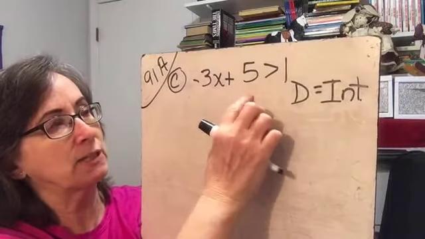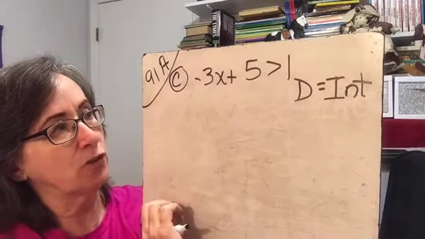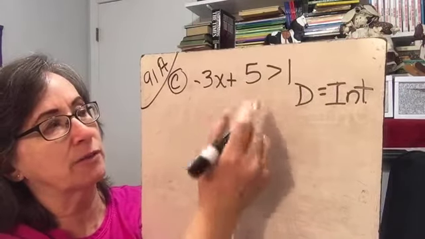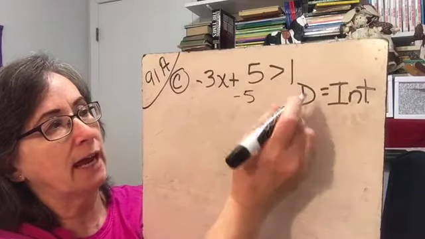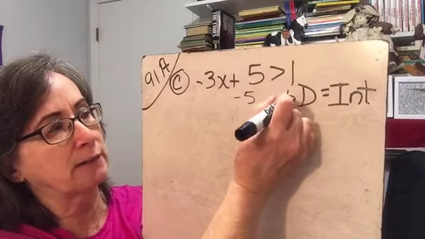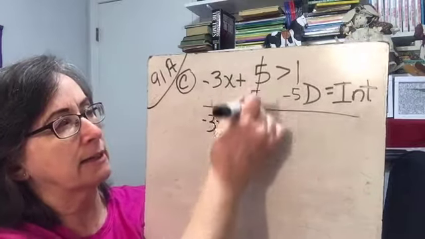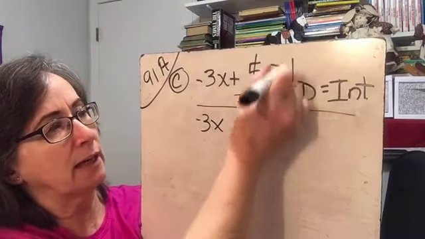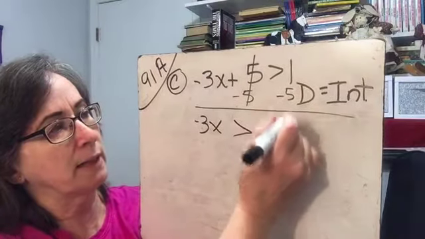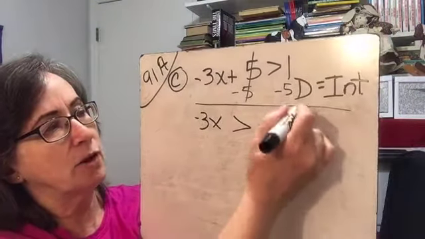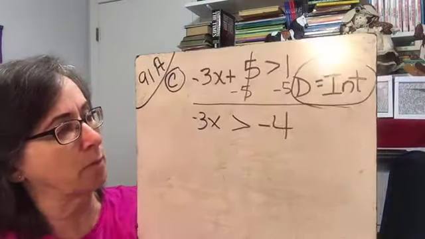Negative 3x plus 5 is greater than 1. So let's first get rid of the 5. So we're going to subtract a 5. And over here on this side, we're going to subtract a 5. So we have a negative 3x, this goes out, is greater than a negative 4. 1 minus 5 is a negative 4. Domain is integers, so let's remember that.